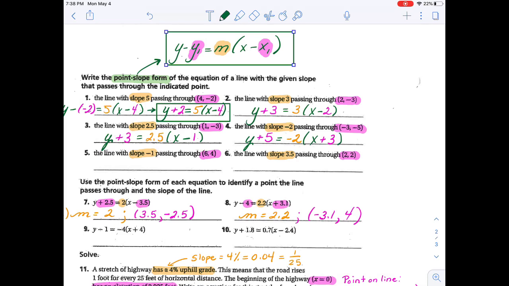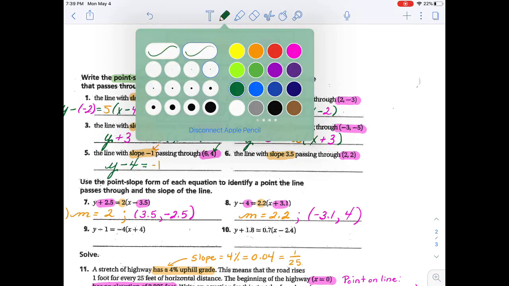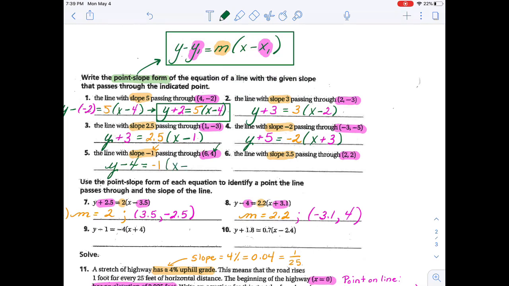Number 5, again, we're using that formula. y, that's how it's always going to start, minus, and then look at the y in your point. My y is 4, so 4 is going right here. Equals, what is my slope? My slope is -1, so it's going to be -1. And then times x minus, now what is my x in my point? It's 6. And that's my equation.